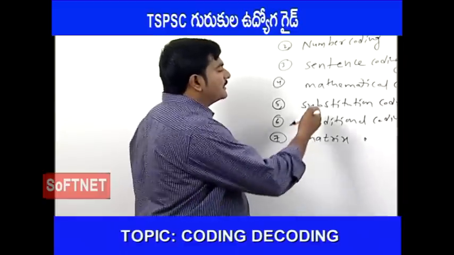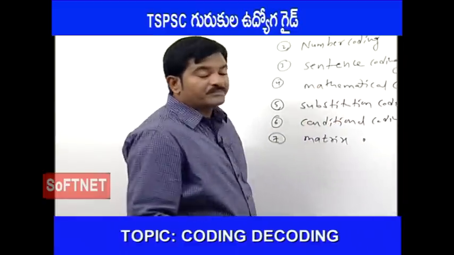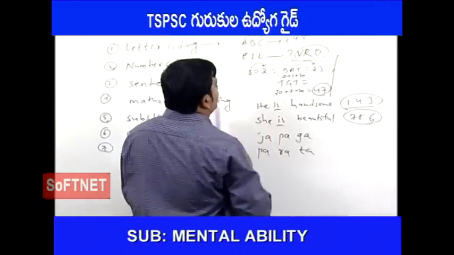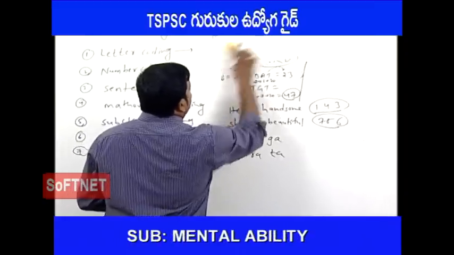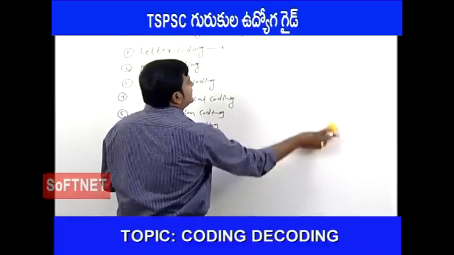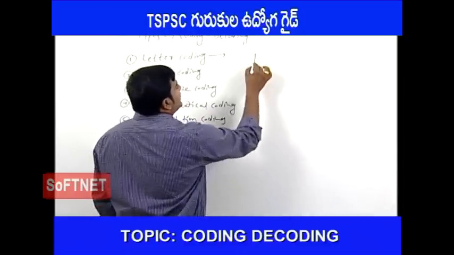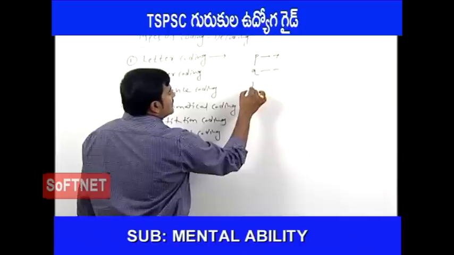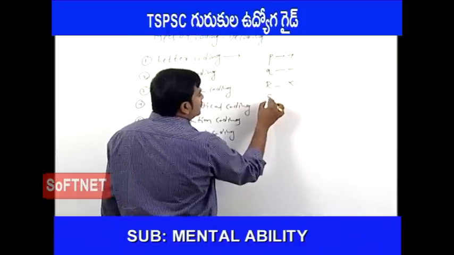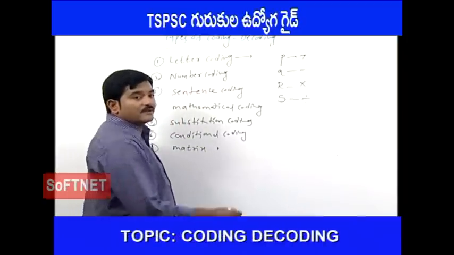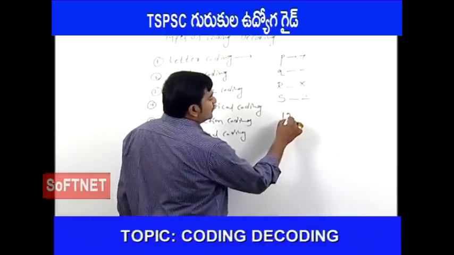Okay, for example, mathematical coding. In a certain code language, let's say I am taking one question. In a certain code language, P means plus, Q means minus, R means into, S means divided by. Then find the value of this.